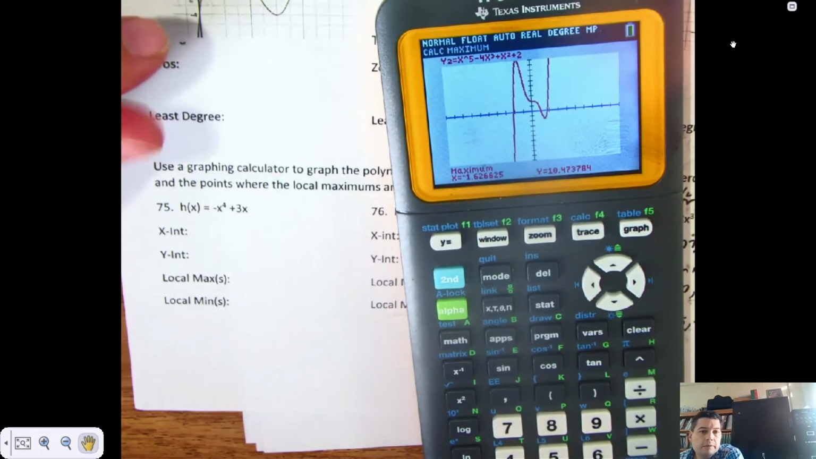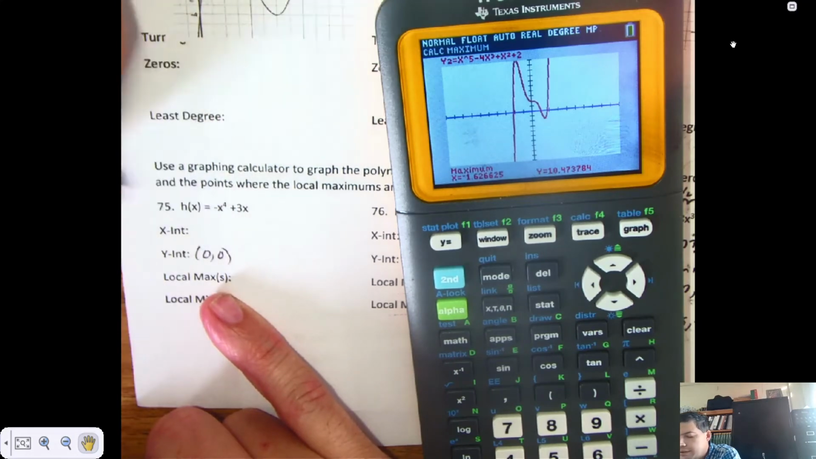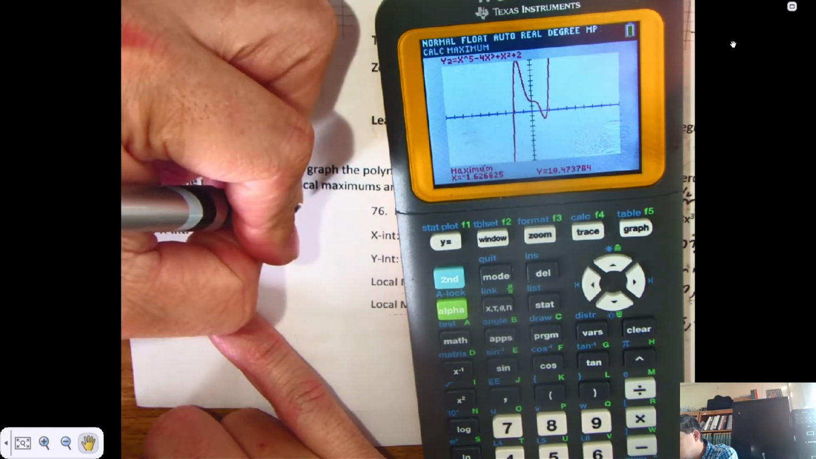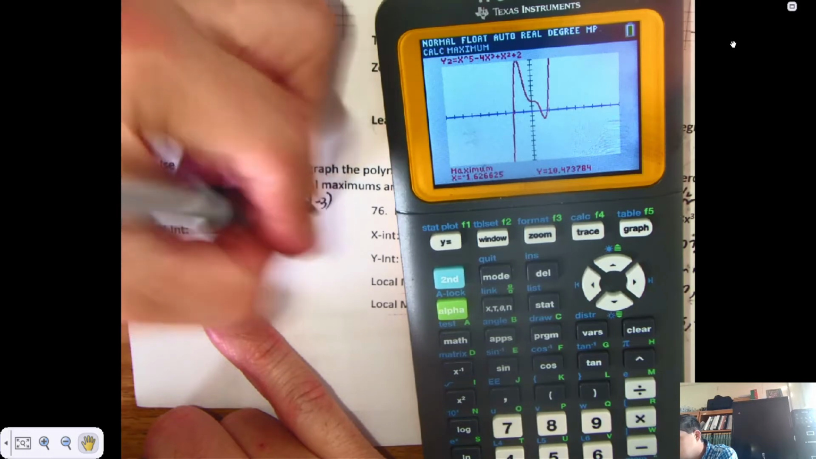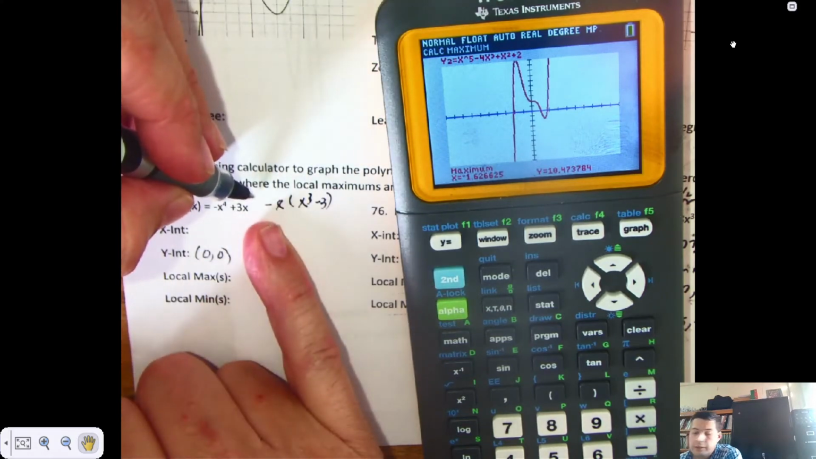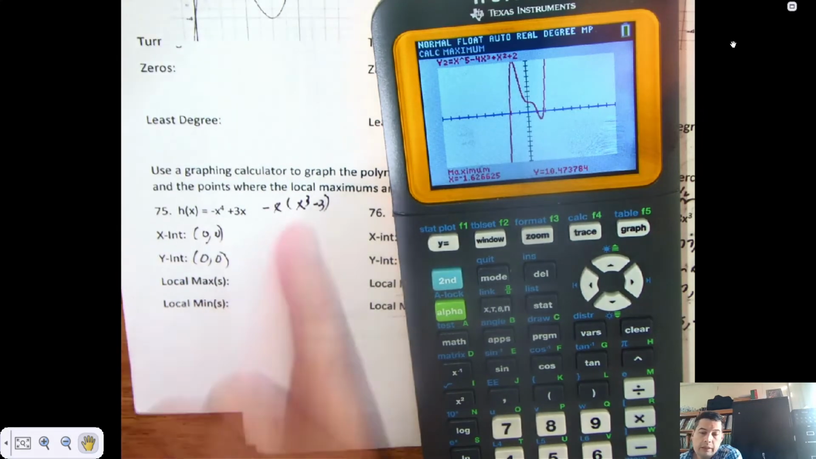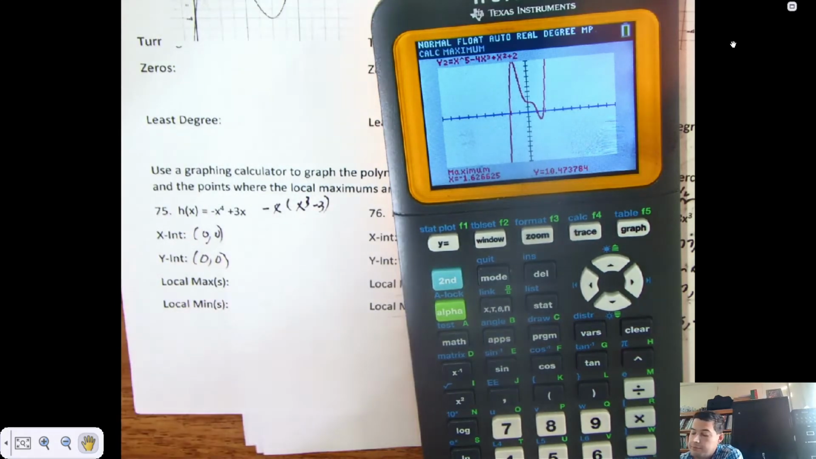75. The y-intercept is easy. I let those x's be 0. The x-intercept, I can get one of these by factoring. There's one of them. 0. Oh, it's right there. The other one's a little harder to do. It's the cubic root of 3.